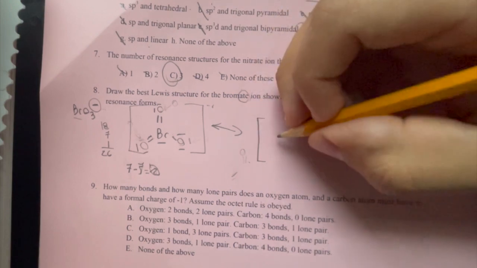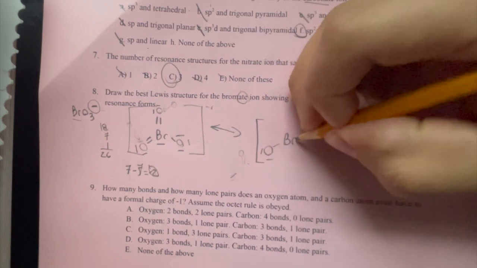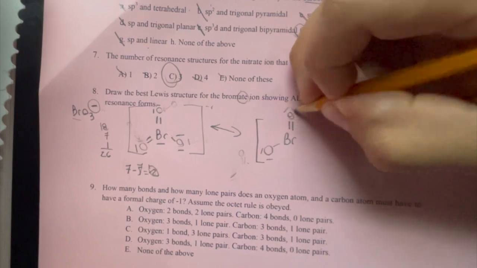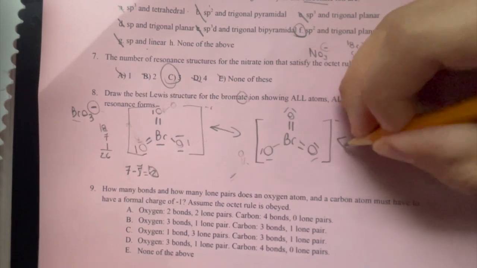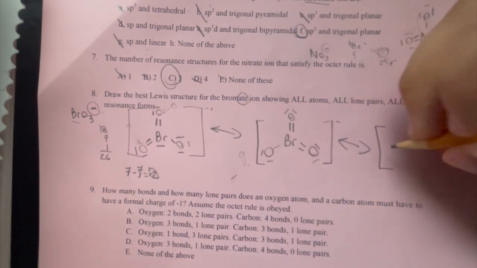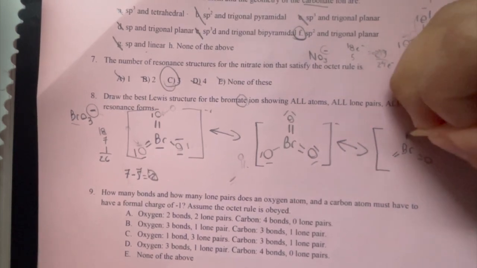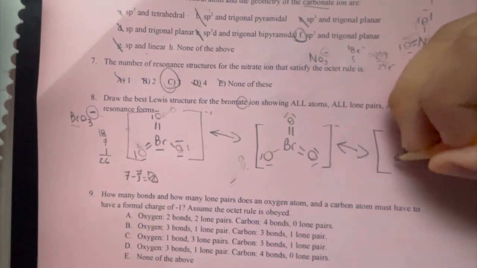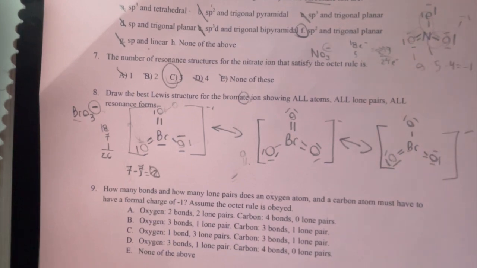All right. So we could do this. Now remember, whenever you're doing resonance structures, you have to put the double arrow to signify it could be this or this. And then we could do -1. Yes, so then that'll be all our resonance forms.